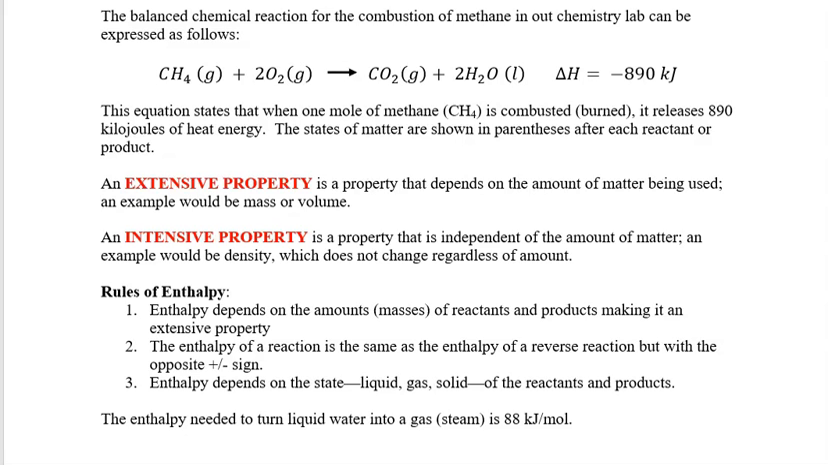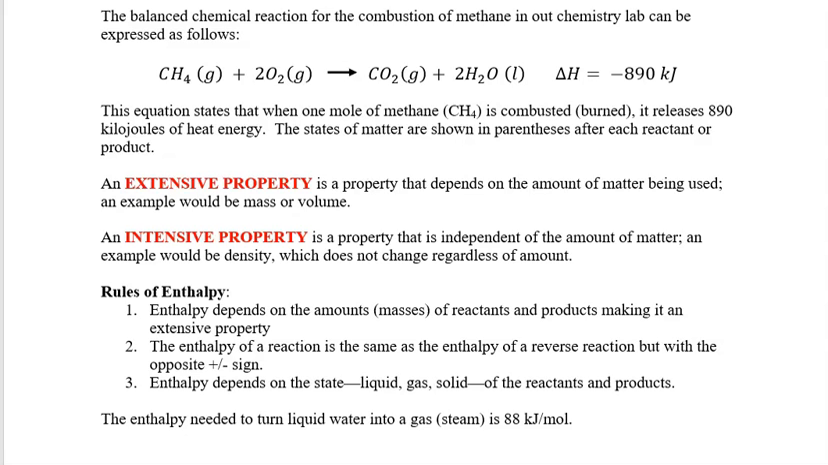Okay, now extensive property. An extensive property is a property that depends on the amount of matter being used. An example would be mass or volume. An intensive property is a property that is independent of the amount of matter. An example would be density. So for example, water has a density of 1 gram per milliliter. It doesn't matter how many grams of water you have, the density is always going to be 1 gram per milliliter.